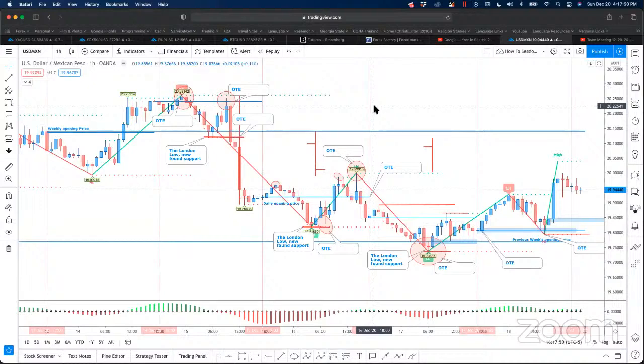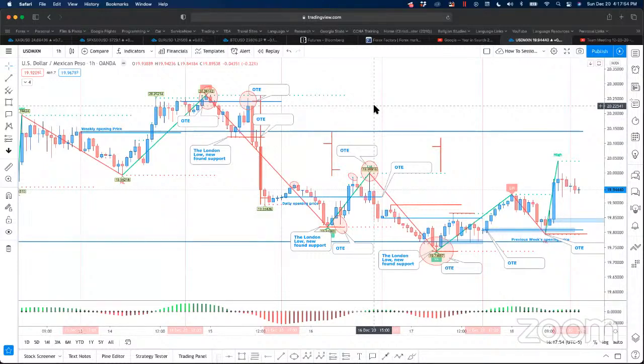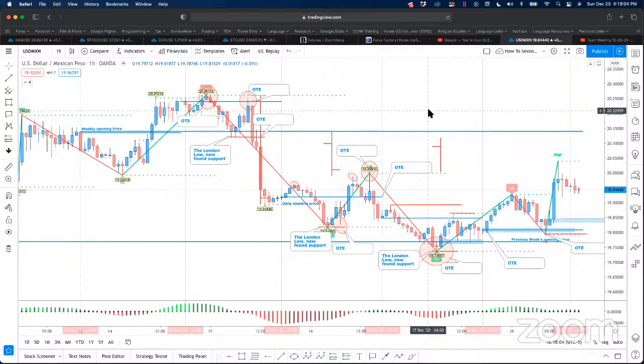And I think you got all these little notes right there. So I was like, what? This is to help you. Corey, what does OTE stand for? Optimal trade entry.